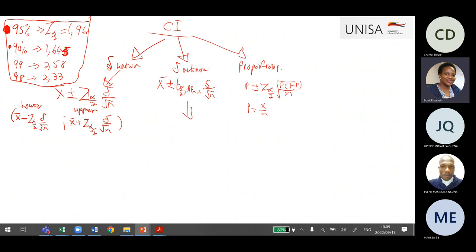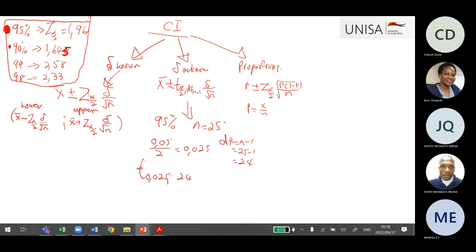This one, you will have to go and find on the table. So if they gave you a 95% confidence interval and your N was 24 or 25, let's assume 25, then I can do 0.05 divided by 2, which is 0.025. Therefore your T value of alpha divided by 2 will be 0.025. And your degrees of freedom, which is N minus 1, 25 minus 1, is 24. You just go to the table and look for that critical value.